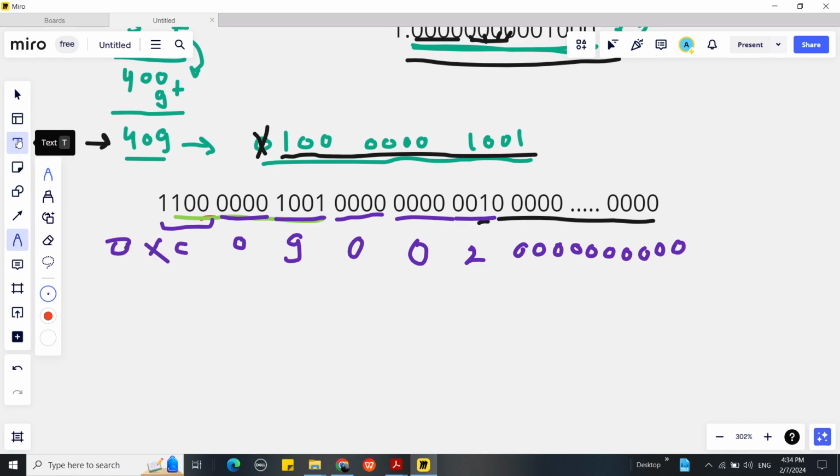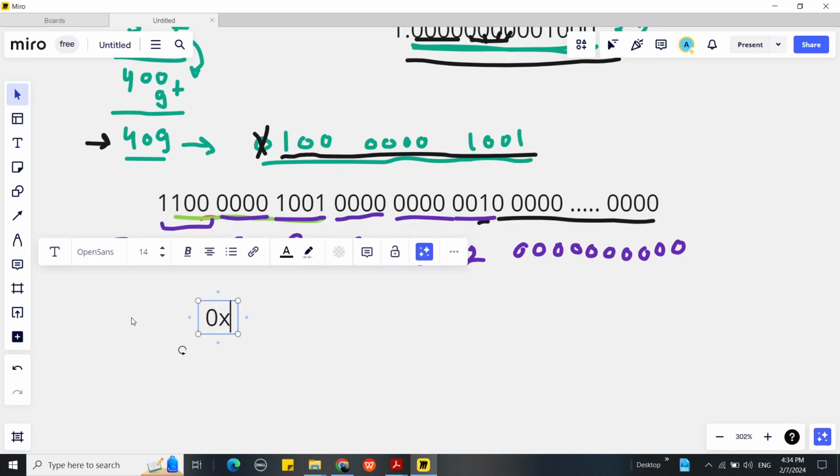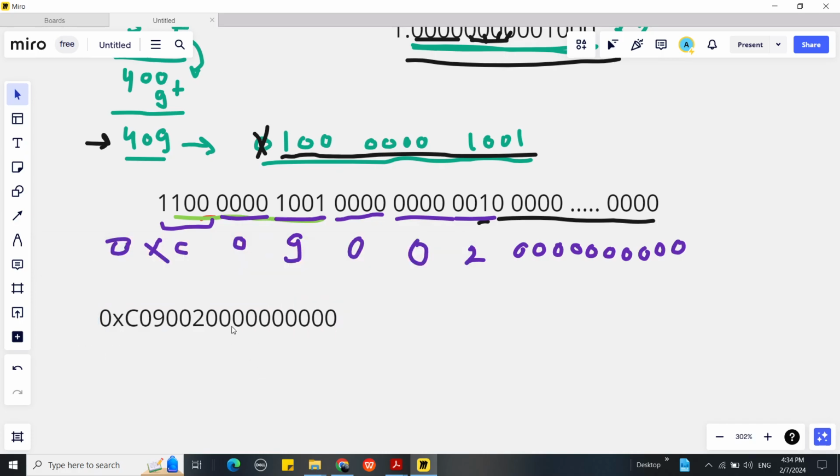0x, and this is your final number, final solution as double precision. 0xc0900200. So this is 1 2 3 4 5 6 7 8, and then another 8 zeros. 1 2 3 4 5 6 7 8. And I guess this is your final double precision solution.